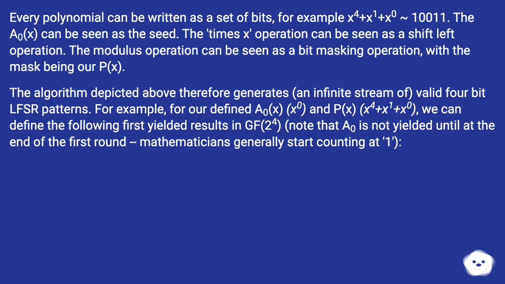For example, for our defined a0(x) equals x^0, and p(x) equals x^4 + x^1 + x^0, we can define the following first yielded results in GF(2^4). Note that a0 is not yielded until at the end of the first round. Mathematicians generally start counting at 1.